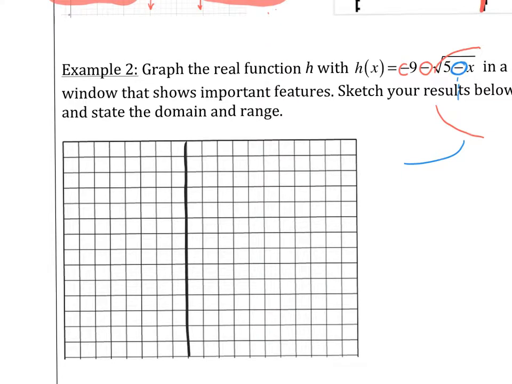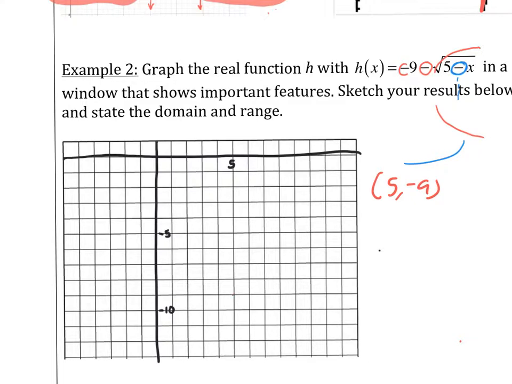So we see that we are going to be in our negatives. And my initial point here is 5, negative 9. So 5, negative 9 there, which is right here. It's going to cross right about there, drop quick, go like this, and taper out forever in that direction.